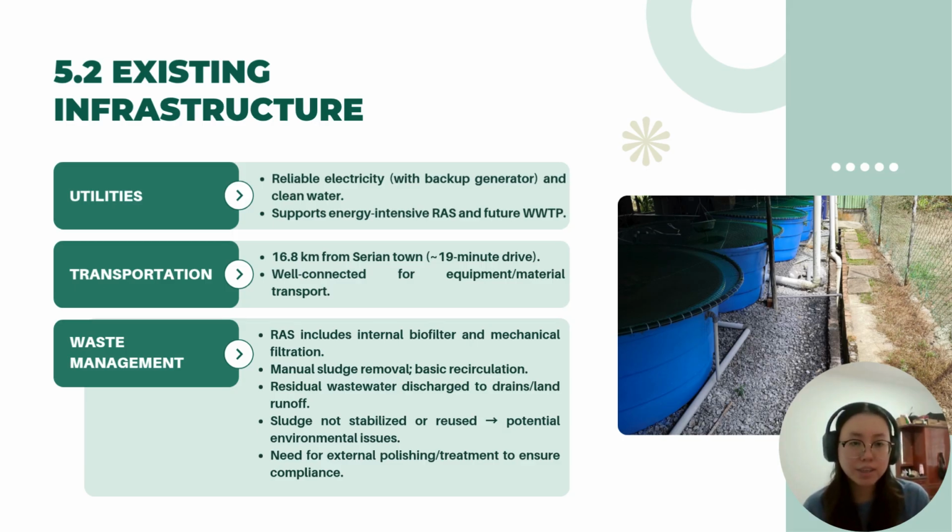Moving on to the existing infrastructure, PGA has reliable utilities such as electricity, a backup generator, and clean water. This is important because RAS systems are energy intensive. In fact, they can use up to 15 to 30 kilowatt hours per kg of fish produced. So having a stable power source is essential, especially with plans to operate a wastewater treatment plant.